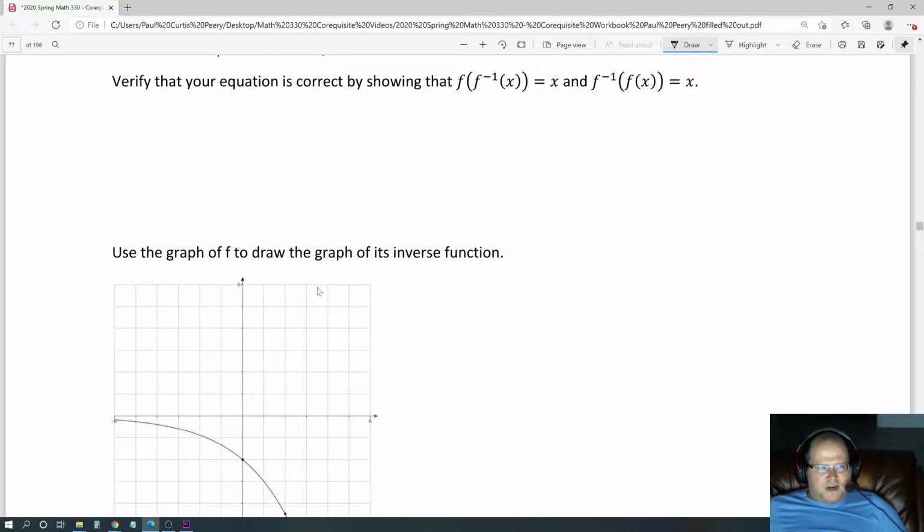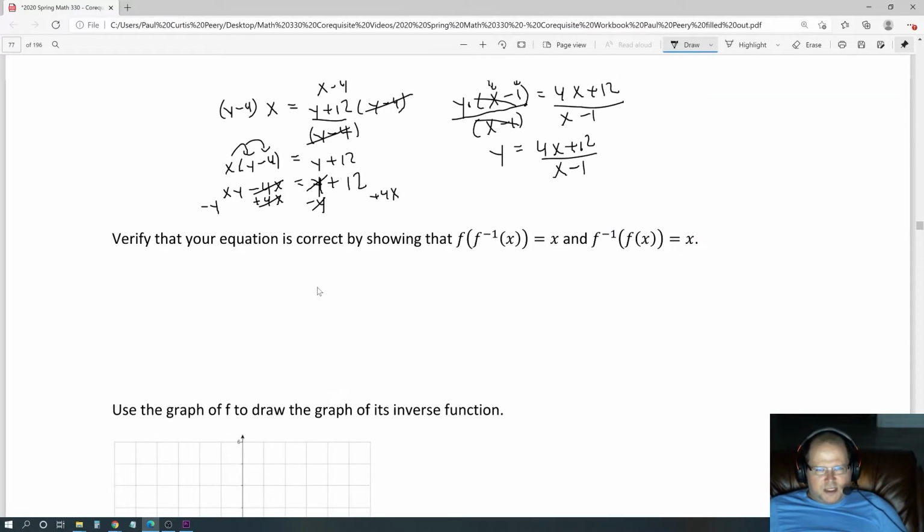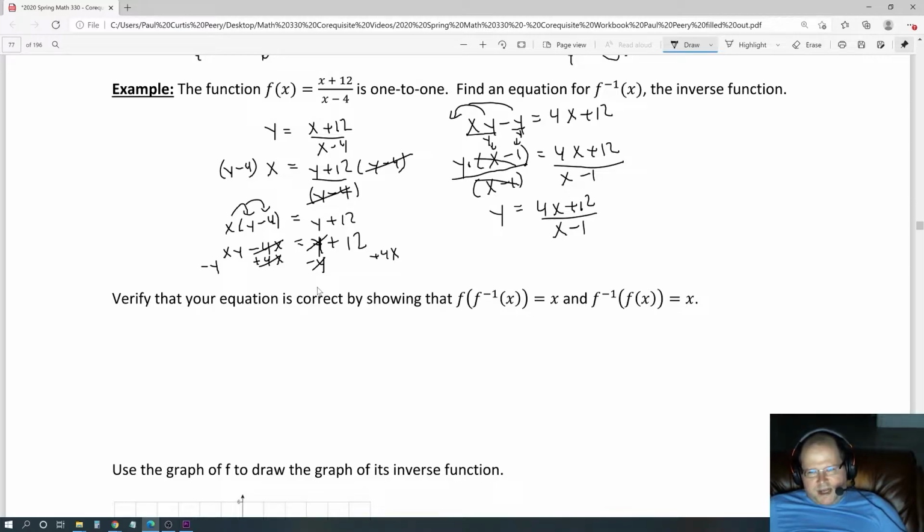Now we are going to verify that your equation is correct by showing that f of f inverse of x is equal to x, and then you just do the opposite, the f inverse of f of x is equal to x. So we're going to plug it in backwards.